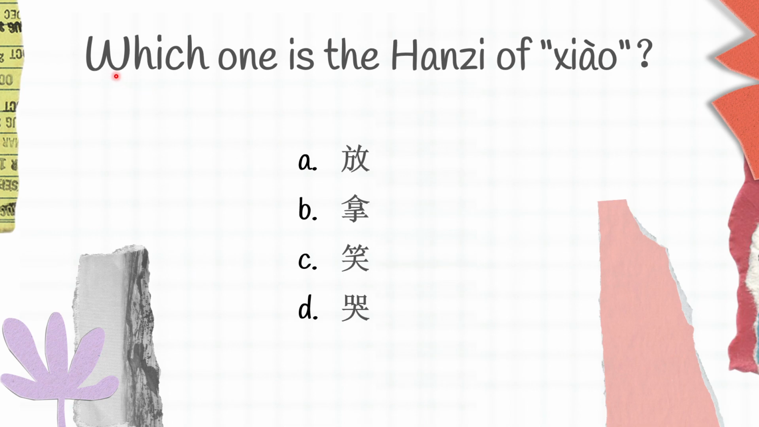Moving on to the next question, which one is the Hanzi of 笑? Which one do you think is the correct answer, guys? You can try to guess first. A is 放, B is 拿, C is 笑, and D is 哭. C is the right answer, 笑.